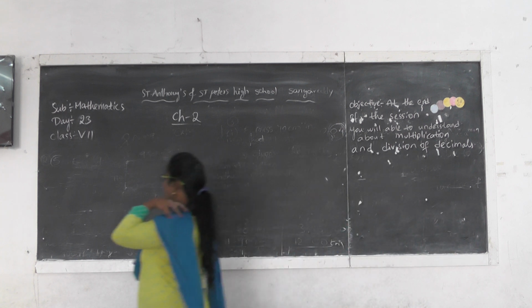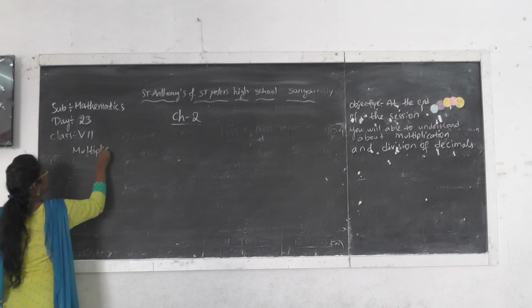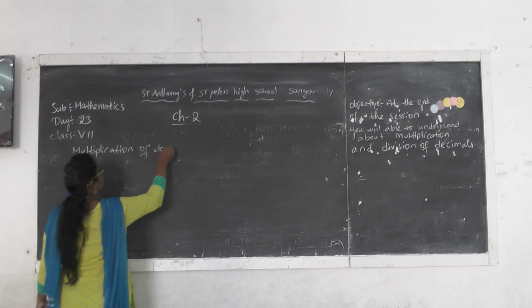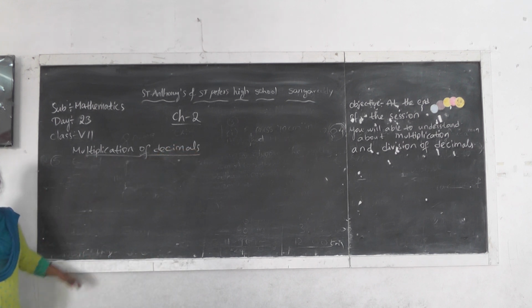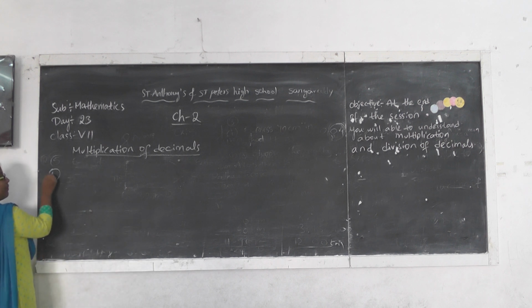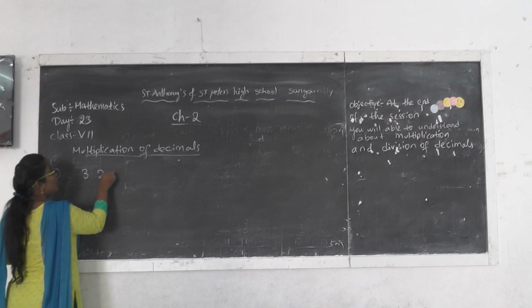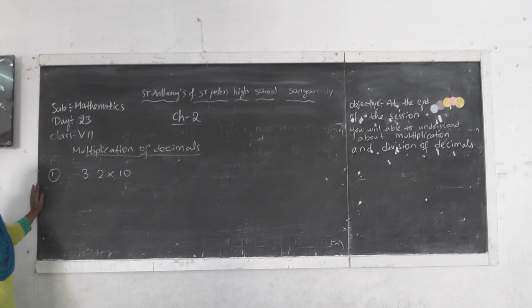So first, multiplication of decimal numbers. Multiplication of decimals. Okay, multiplication of decimal numbers. First, in the first concept I am explaining how we should multiply a decimal number with 10, 100, 1000, 10,000, such kind of numbers.